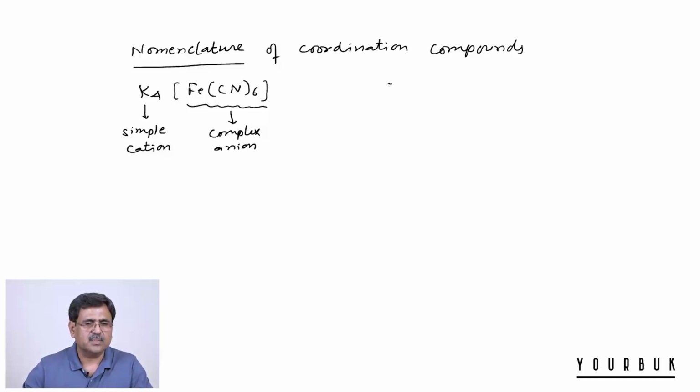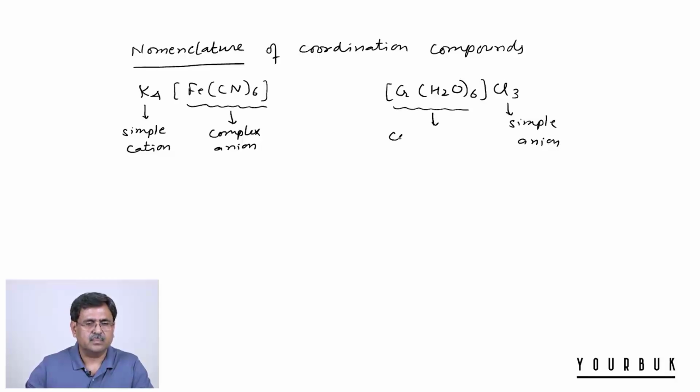Now next example is this, it's [Cr(H2O)6]Cl3. Now in this case, your anion is a simple anion, but complex is cation. Again, any atom or group other than the metal in the square bracket is called the ligand.